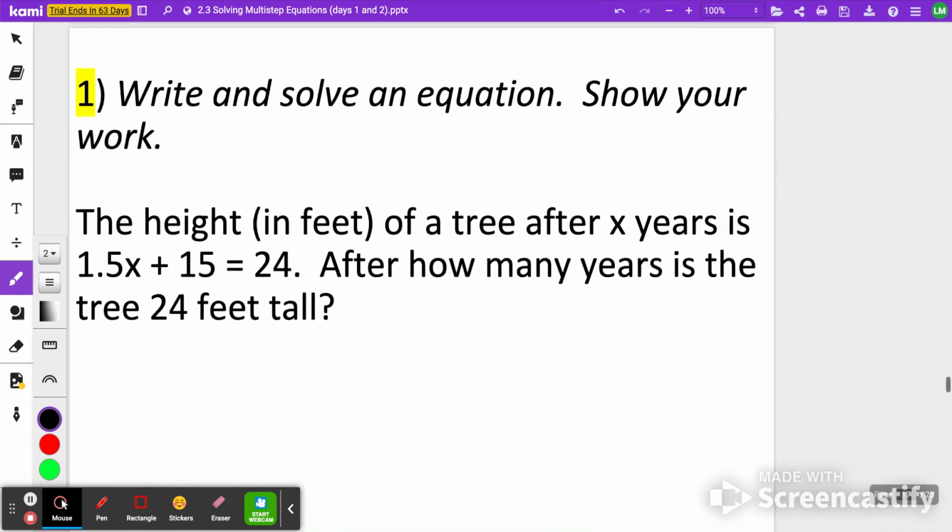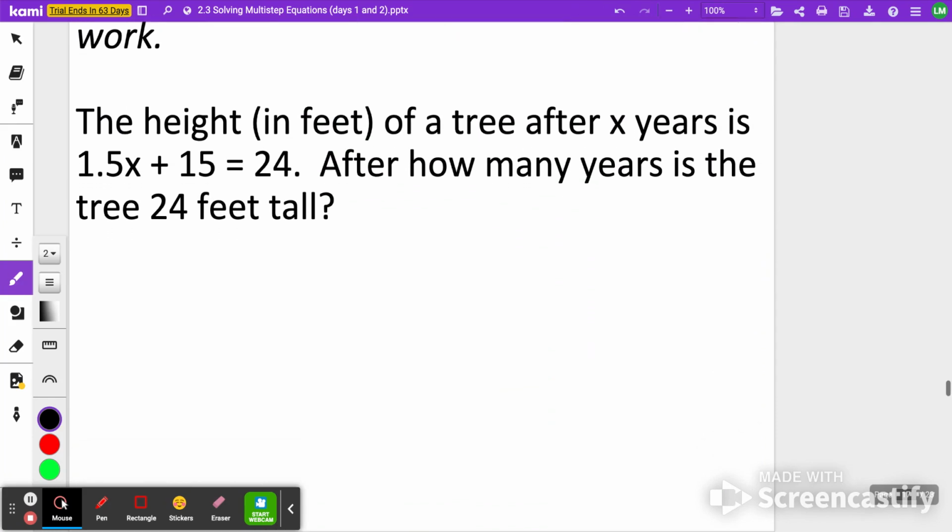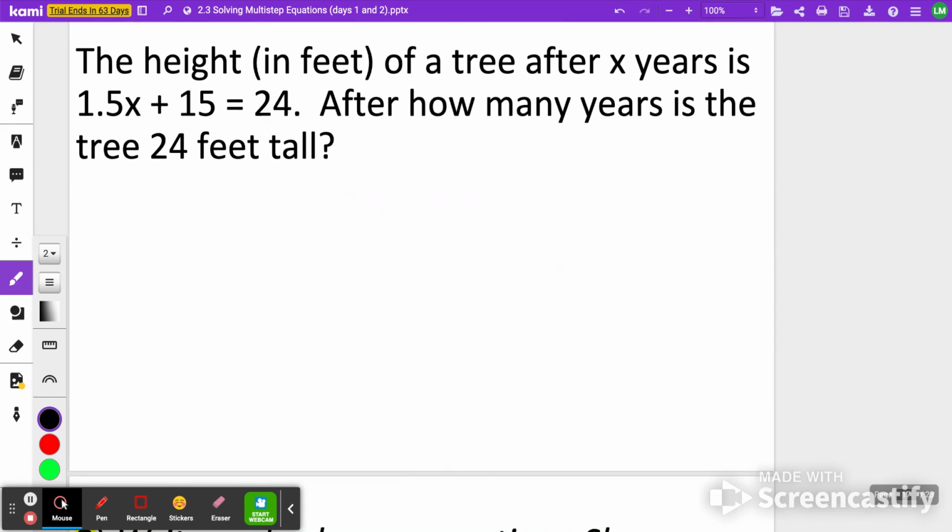All right, our very first example is actually given to us. It says, write and solve an equation and show your work. The height in feet of a tree after x years is 1.5x plus 15 is equal to 24. So after how many years is a tree 24 feet tall? So x is our years, and our important information has already been given to us. So we're just going to go ahead and start solving our equation.